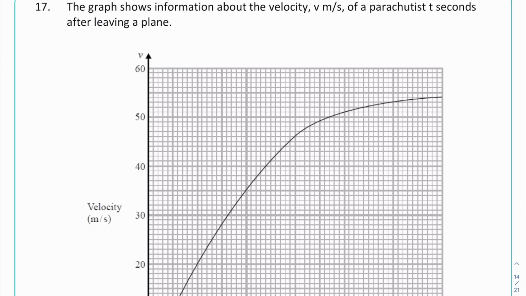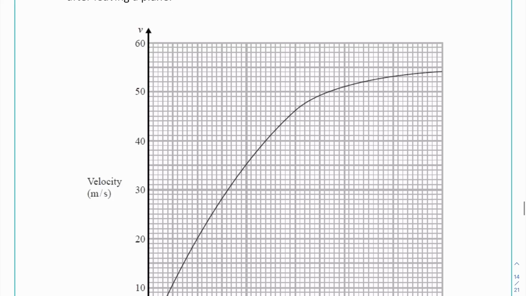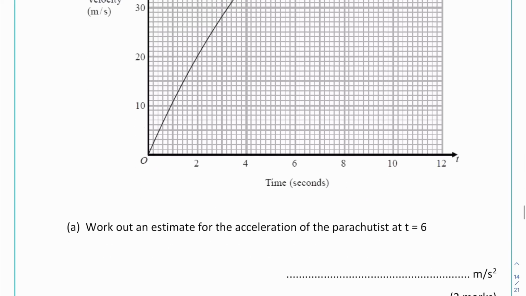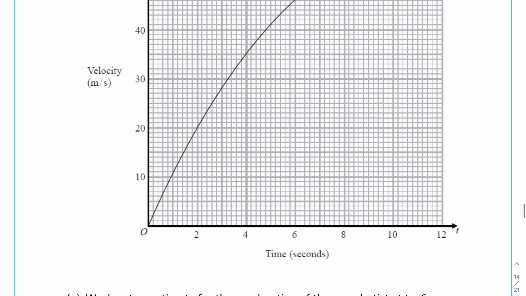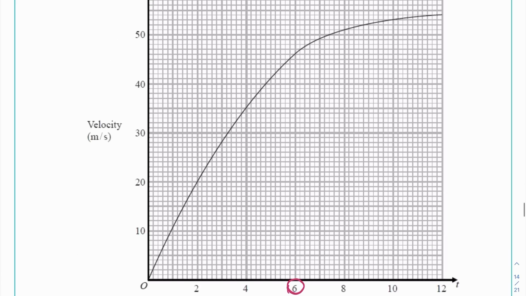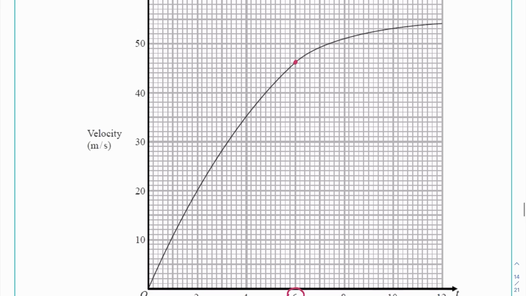So this says the graph shows information about the velocity in meters per second of a parachutist t seconds after leaving a plane. Work out an estimate for the acceleration of the parachutist at t is equal to 6. Well, t equals 6 is just here, and if we trace up to the curve, that's going to take us to this point. To find the acceleration, you have to draw a tangent at that point, which is probably one of the most awkward things on the GCSE. You have to get your ruler, and you have to align it just over the top of the curve, making sure that the line that you draw just touches at that point, and then carries on off.